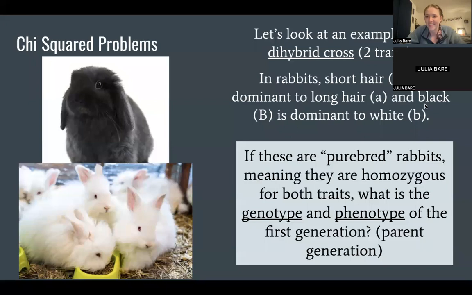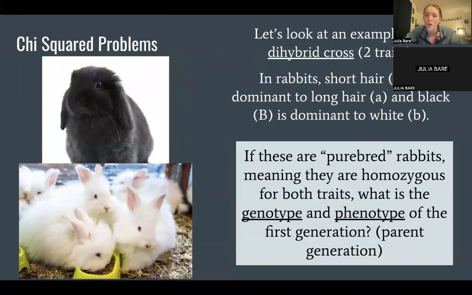All right. Hi, everybody. So today we're going to go over the chi-squared mathematical equation for determining a statistical test in AP Bio. We're going to be doing this in the context of a genetics unit. This is particularly going to be using the example of rabbits because they are an easy to observe example of a dihybrid cross.